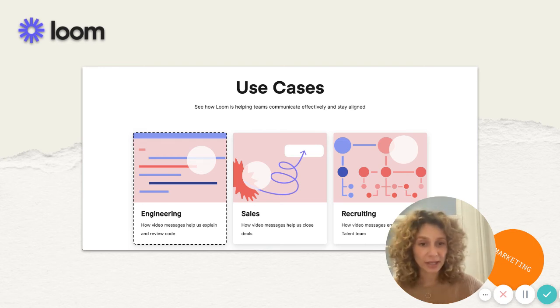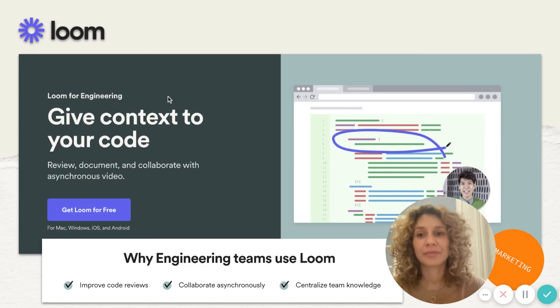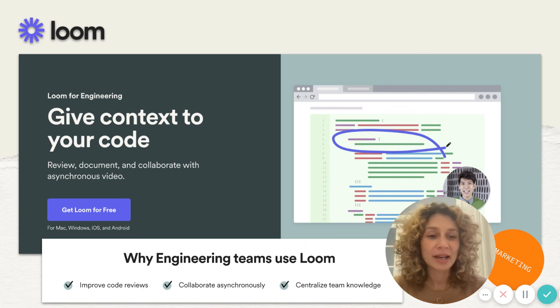So if we double click into engineering, we get this web page, and you can see that it's directly speaking to engineers. In order to actually create this, they had to really think about what's important to engineers when using Loom. This is just a great example of how persona work actually comes to life, how it lives on a website.